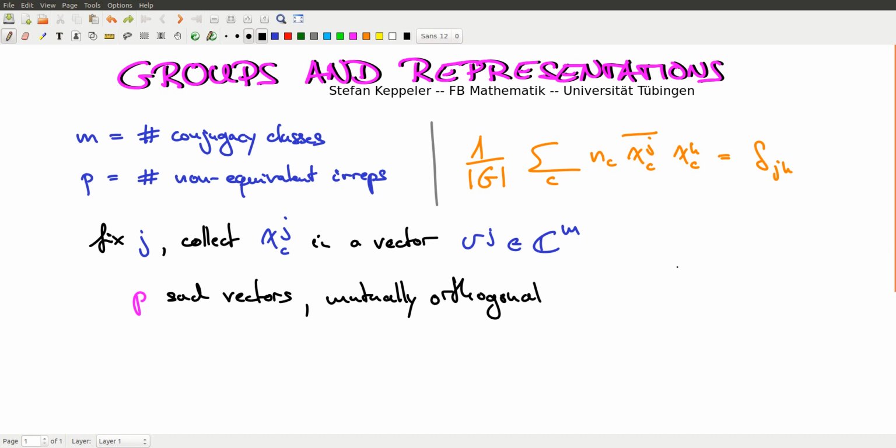So if there are P mutually orthogonal vectors, then the dimension of this space has to be at least P. So P is less than or equal to M. That's what we can conclude here. And that's what we can immediately show with character orthogonality. And if we put in a little bit more work, and you will do this in the exercises, then you will see that here again we actually have equality.